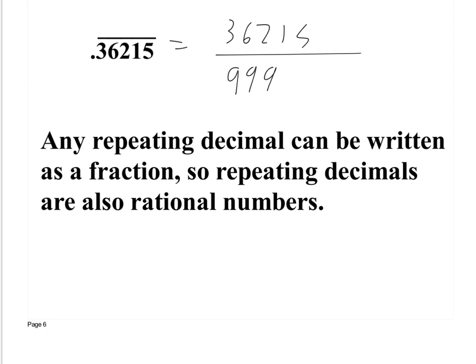99,999. There you go. Okay, count the decimal places. There's 5: 1, 2, 3, 4, 5. So that's how many 9s I need. So 99,999.